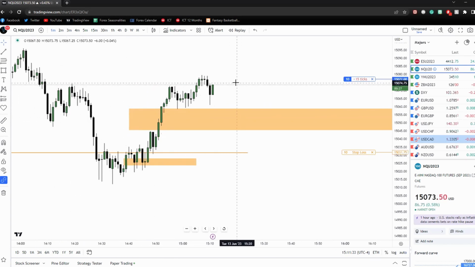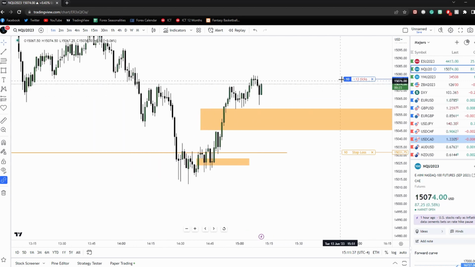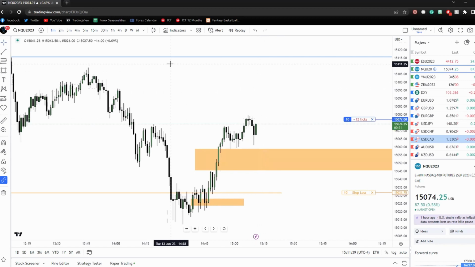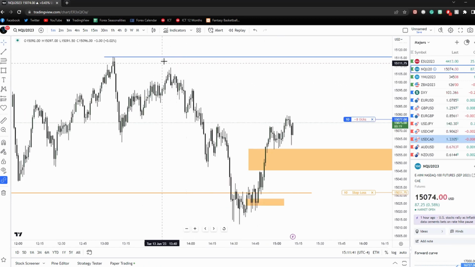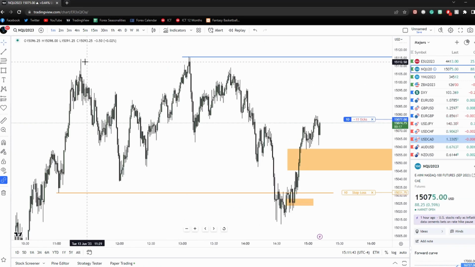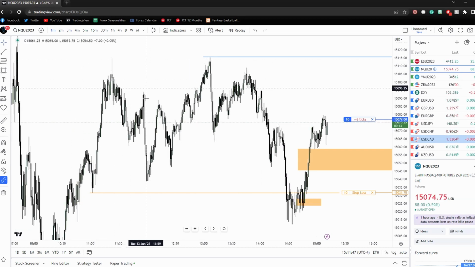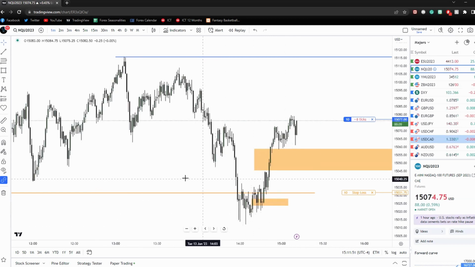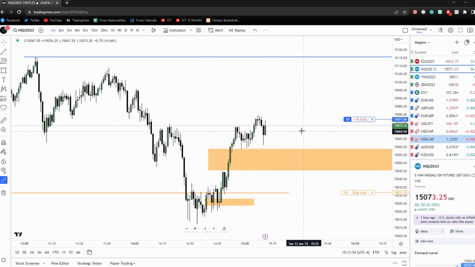Bang. Yep. The draw, like I said, is up here, targeting this draw here. And then eventually get up into this level here, and it also ran out the lunch lows. That's why I see this as a draw below the lunch lows.